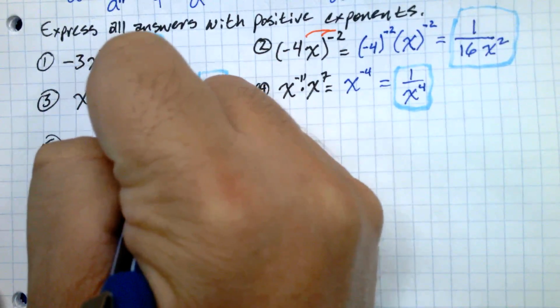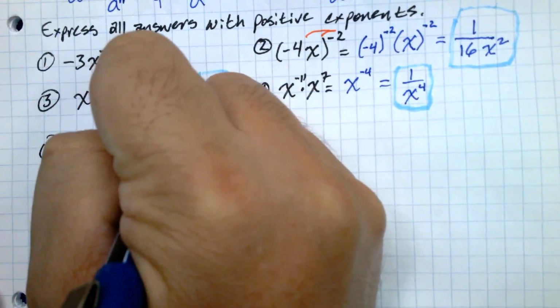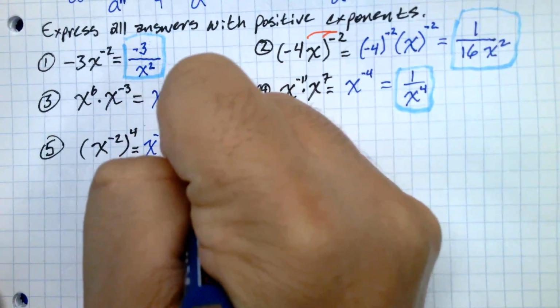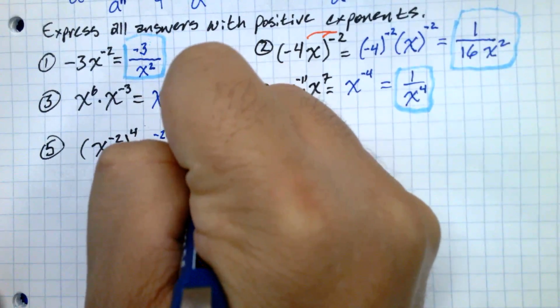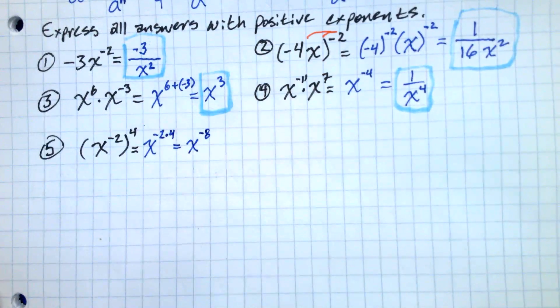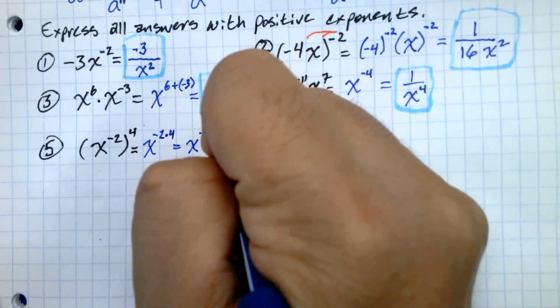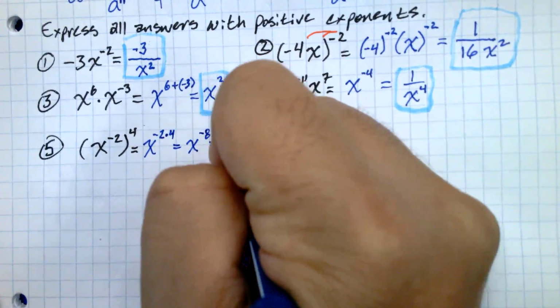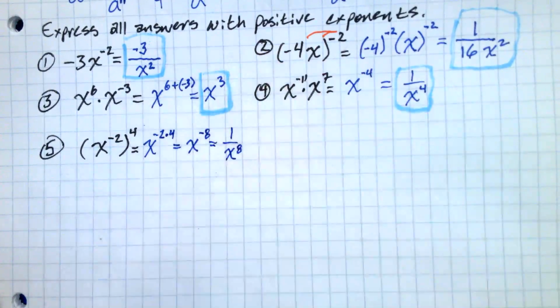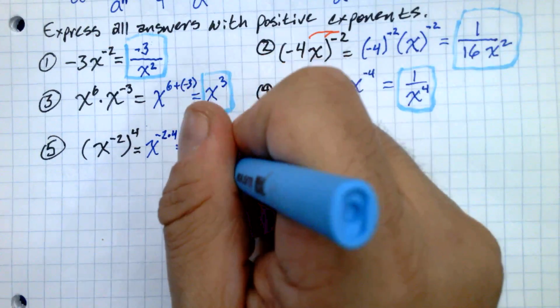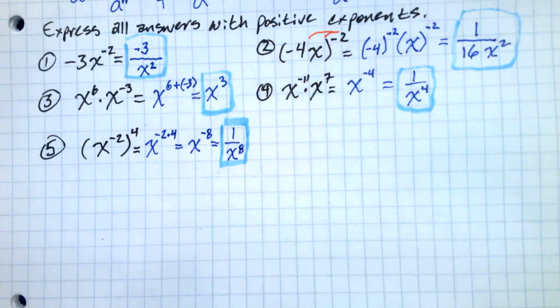X to the negative 2 times 4. So that gives us x to the negative 8. But it is a negative 8, so yeah. Final answer is 1 over x to the 8th. Okay.